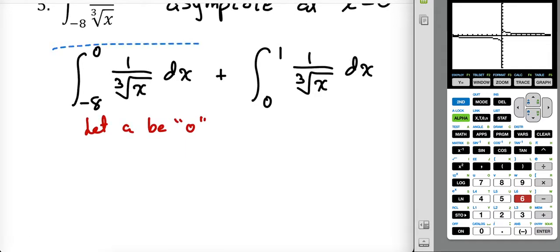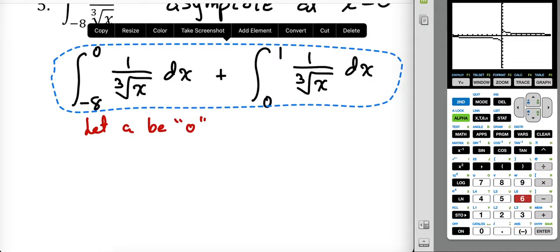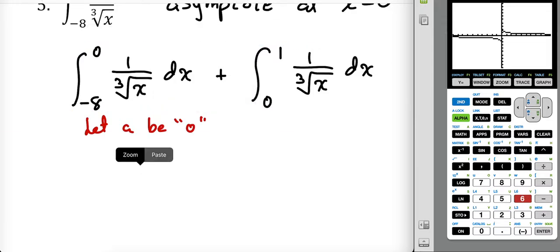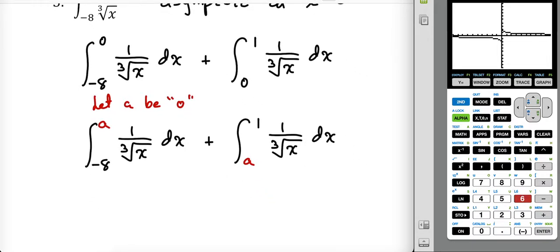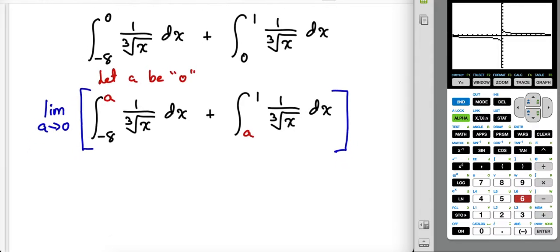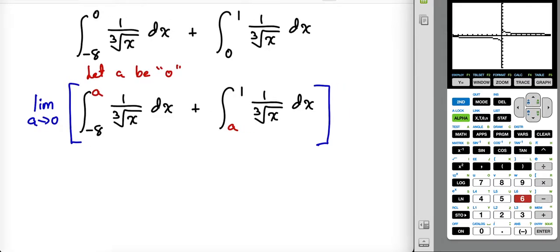So we would be looking for, copy, paste, essentially the same set of integrals, just going from -8 to a and a to 1. The act of finding the antiderivative should be easy enough, but we do need the limit as a approaches 0 now instead of infinity. So we're going to rewrite. We're just focusing on the integrals at this point.